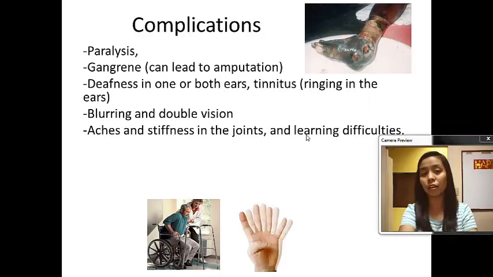The other complication of meningitis is also brain damage.